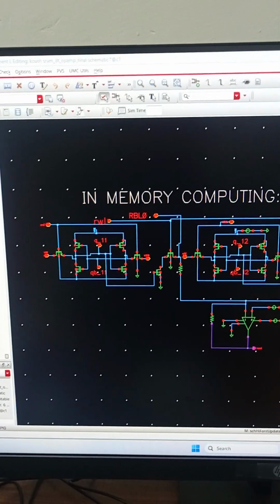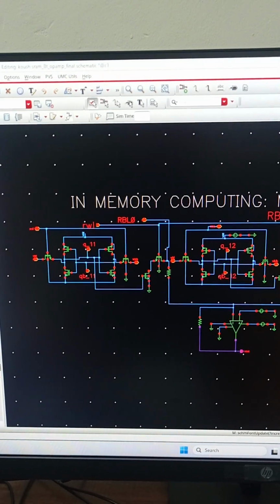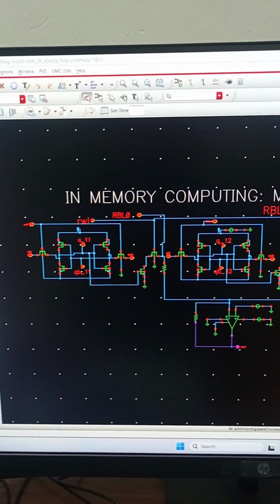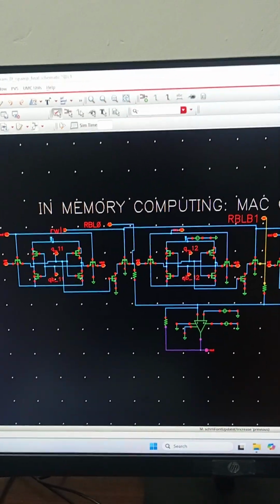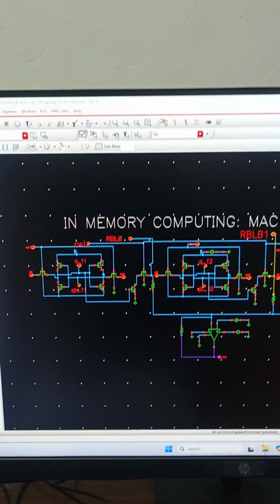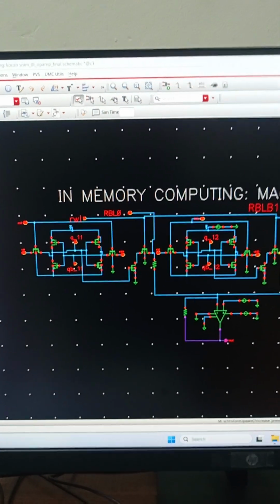Also, the input activations are digital and they are converted to analog voltages and applied to the read word line. So I have different analog voltages from 720 millivolt to 1 volt.